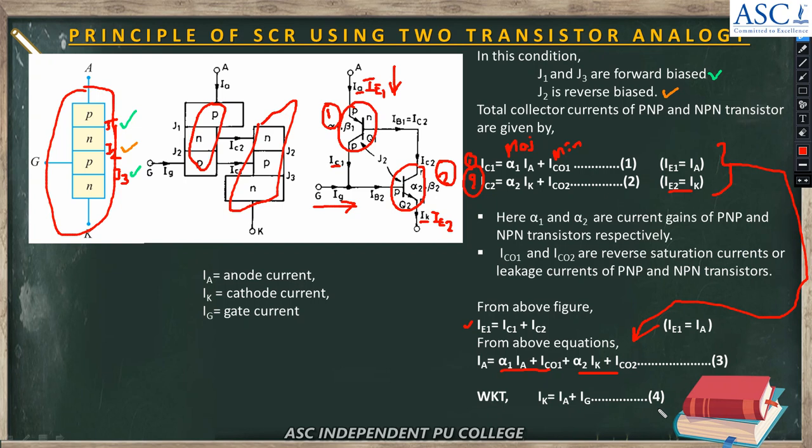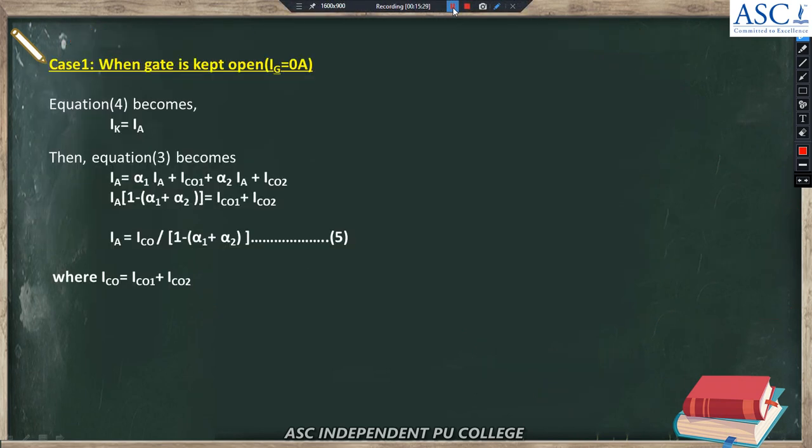Now we'll move to next slide. In this slide, case 1, gate is open, so gate current is equal to 0. Now substitute that gate current in equation 4. IK equal to IA plus IG. Now substitute IG equal to 0. When IG equal to 0, IK becomes IA.